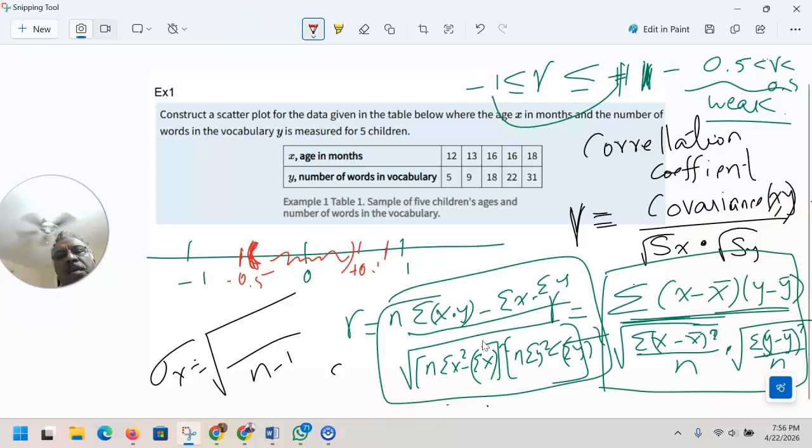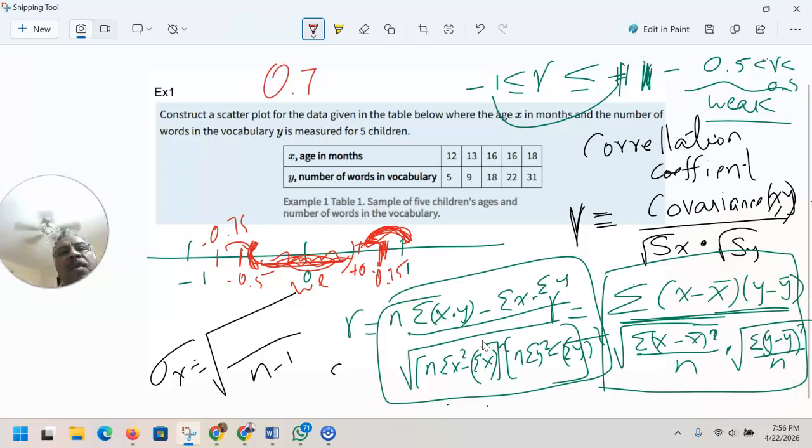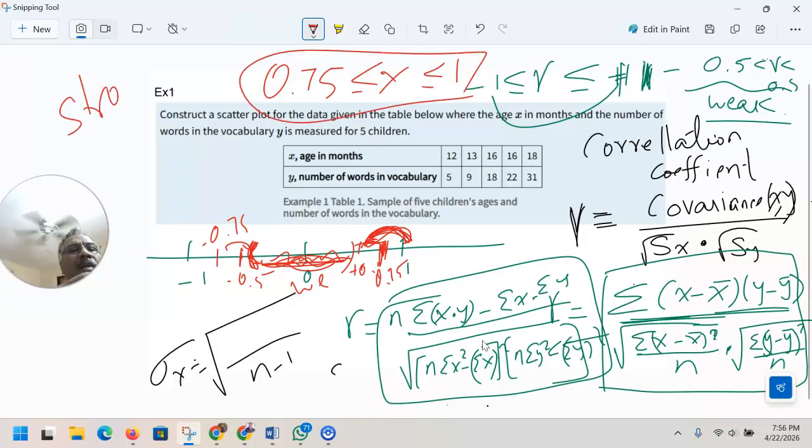Or if the number is here, between 0.75 and -0.75, then it is called moderate. But in Pima, they don't use moderate. So either you say strong or weak. If the number is between 0.75 and, let's say, less than or equal to 1, this is called strong correlation. So these are the things that you need to know.